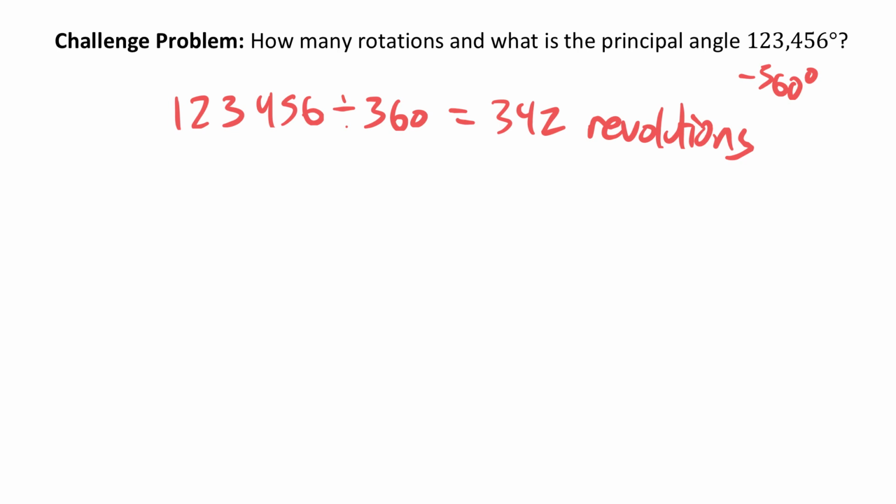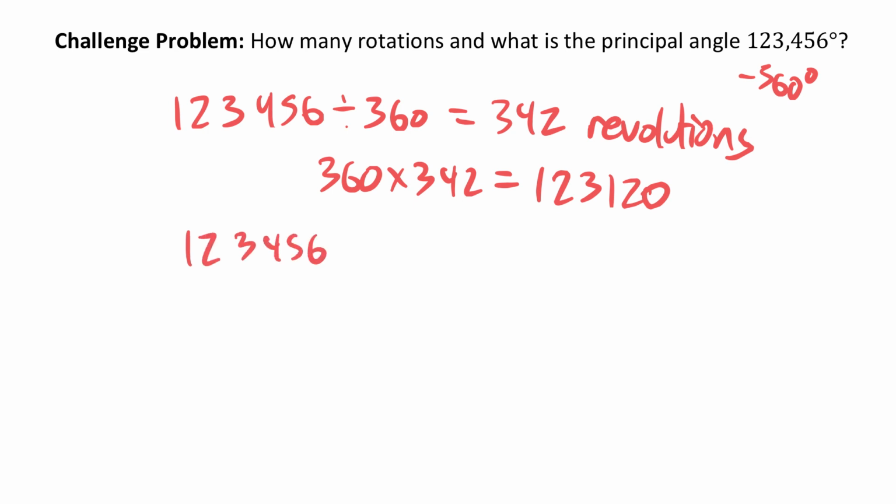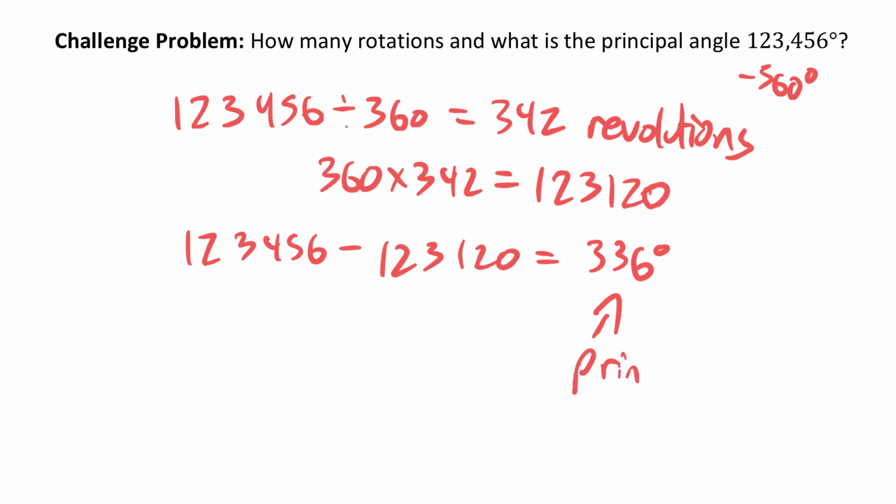So we can take 360 times 342, and that's going to tell us how much we should subtract off of our angle. That's 123,120. So we can take our original angle, subtract off a bunch of 360s, and that's going to give us our final principal angle. In this case, 336 degrees. So how many revolutions? 342. And what's the principal angle? 336.